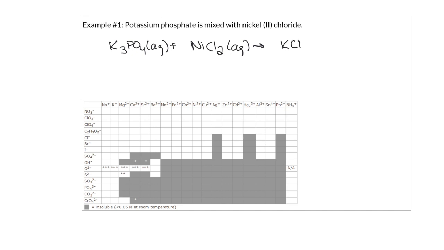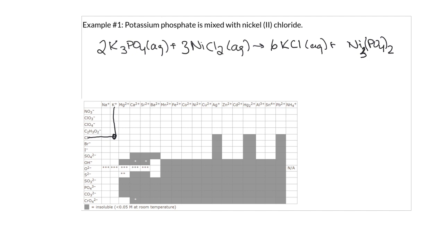Potassium pairs up with chloride, and when I use my solubility chart, I find that they meet up in a place that would get an aqueous phase label. And then nickel pairs up with phosphate. Because nickel is a 2+ and phosphate is a 3-, there should be 3 nickels and 2 phosphates, and I'm going to need 2 of these and 3 of those and 6 of those.